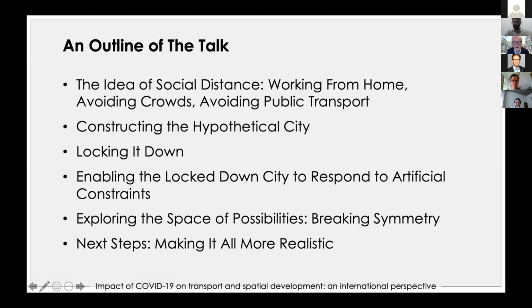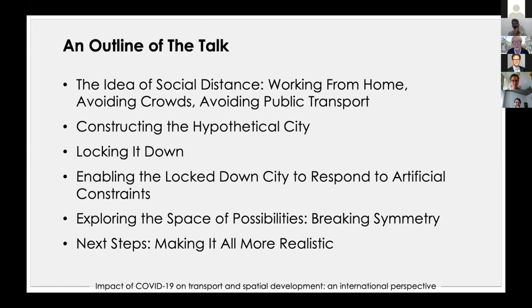Let me tell you what I'm going to talk about. Very briefly, I'm going to talk about the idea of social distance. It goes back a long way. If you go back to the plagues of the past, the Great Plague in 1666, people were social distancing all the time, even though the disease, the bubonic plague, was not spread respiratory in that sense. But avoiding people is all important. And in terms of the current pandemic, working from home, avoiding crowds, avoiding public transport, these are very key issues that really relate to the situation that we face at the present time. I'm going to begin by saying a few words about that, and then constructing the hypothetical city.